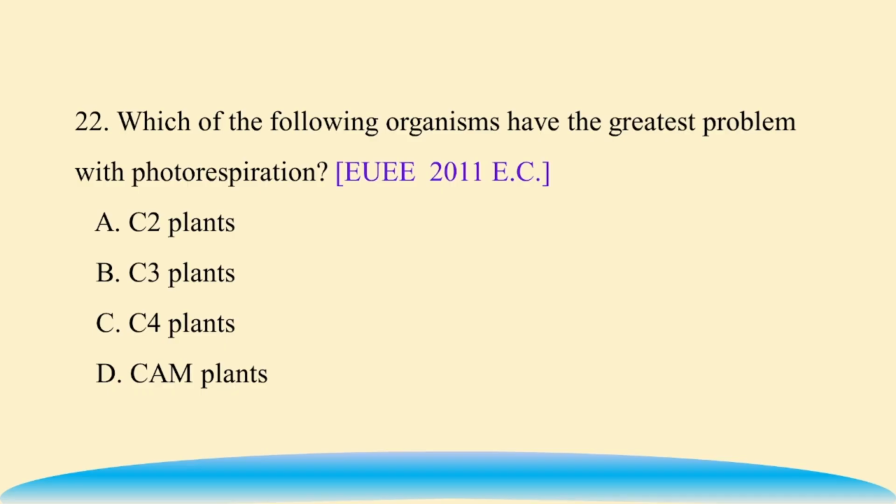Question number 22. Which of the following organisms have the greatest problem with photorespiration? A. C2 plants. B. C3 plants. C. C4 plants. D. CAM plants.